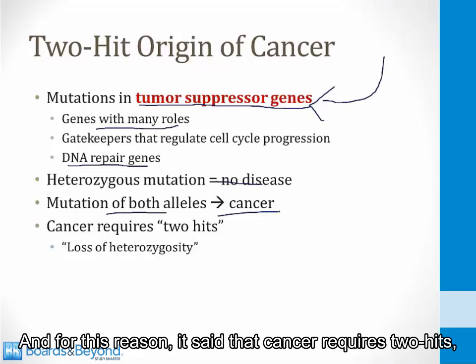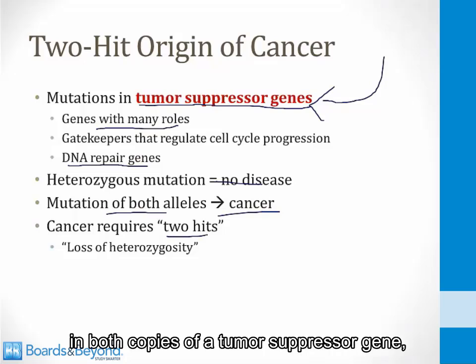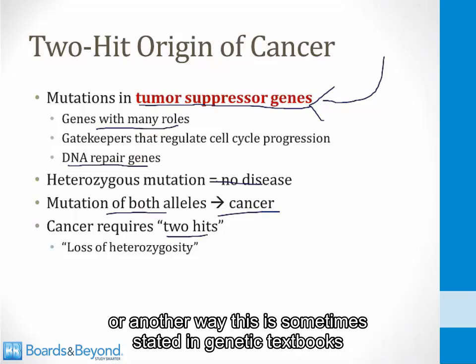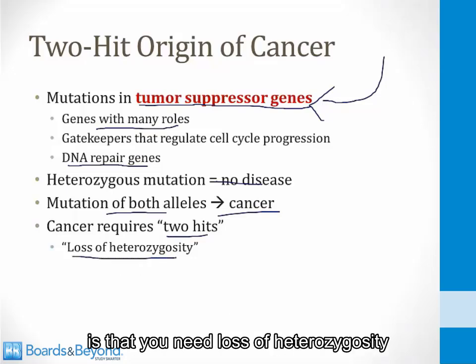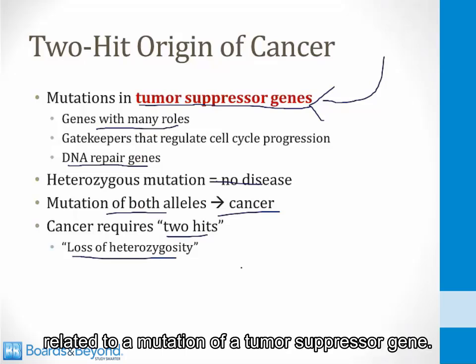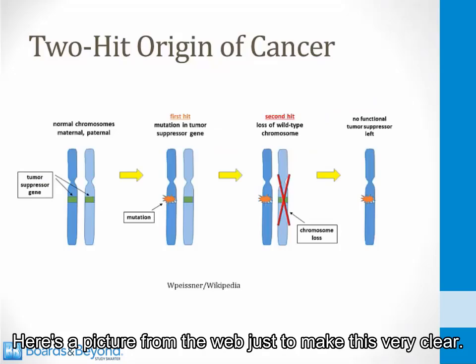And for this reason, it's said that cancer requires two hits, meaning an abnormality in both copies of a tumor suppressor gene. Another way this is sometimes stated in genetic textbooks is that you need loss of heterozygosity in order to develop cancer related to a mutation of a tumor suppressor gene. Here's a picture from the web just to make this very clear.